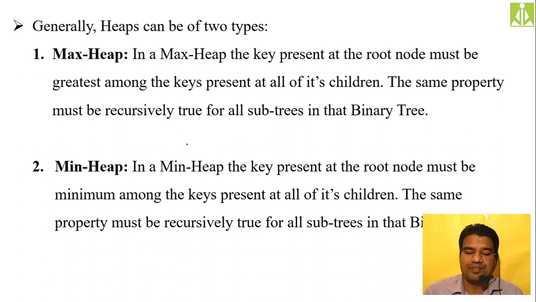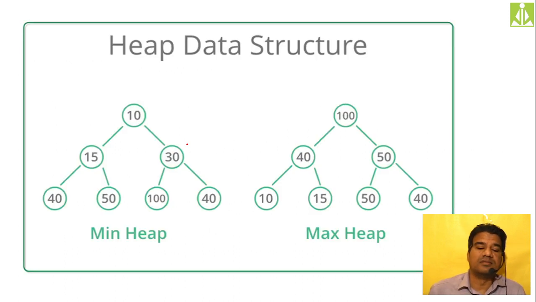So this is a heap data structure, a minimum heap and maximum heap. As you can see over here, in case of minimum heap, the root node always contains the minimum value. If you consider the root node, this 10 is the minimum among all other nodes present inside the tree. So this 10, when we compare it with 15, 30, it is minimum. With 40, 50, it is minimum. With 140, it is minimum.